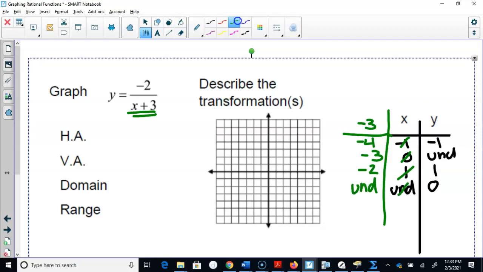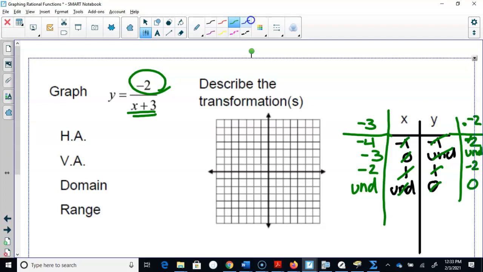Okay, what's happening on the outside? On the outside now, that's in the numerator. I'm multiplying everything by a -2. So that gives me -2. Undefined by -2 is still undefined. 1 being multiplied by -2 is -2. And you guys, I'm going too fast. Let me slow down. -1 times -2 is a +2. Why is that? Well, a negative times a negative is a positive. -1 times -2 is a +2. 1 times -2 is a -2. And 0 times -2 is 0.